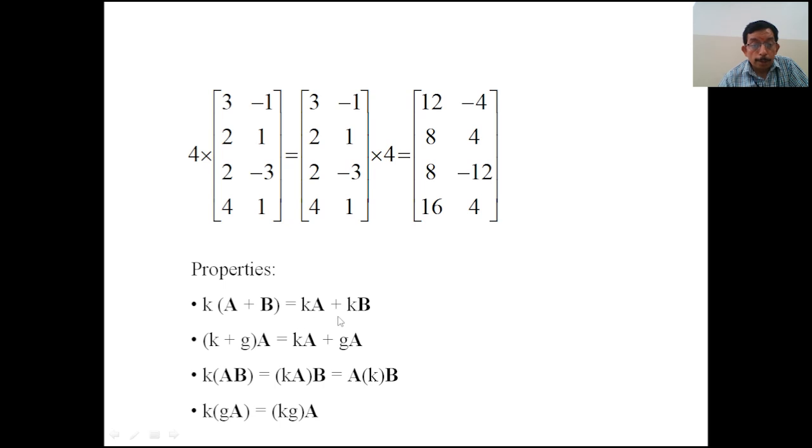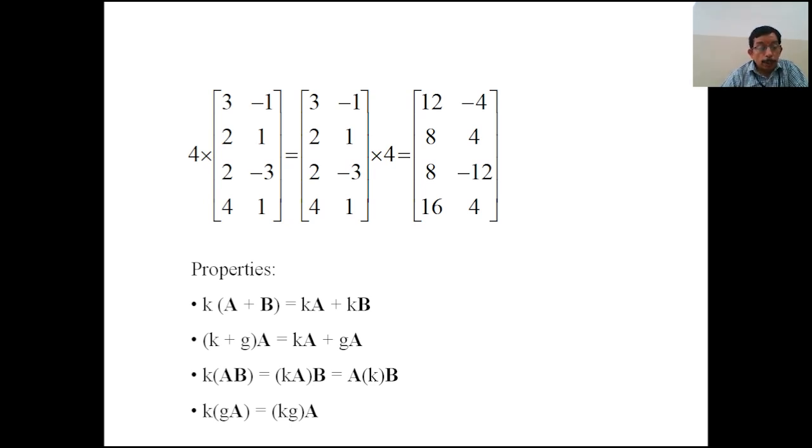Now the properties of scalar multiplication. Suppose K multiplies the bracket A plus B. Then K multiplies both matrices A and B: K times A plus K times B. If K plus G are two scalar quantities multiplied by A, then matrix A is multiplied by each scalar quantity and then added: K into A plus G into A. Now the third property: K multiplied by the product of matrices A and B. Then K is multiplied by the matrix A first, after that multiplied by B. It is also possible that K is multiplied first by the matrix B, after that by matrix A.